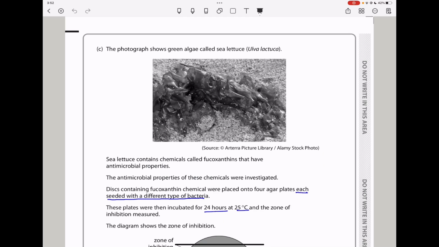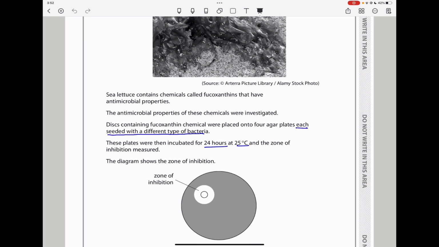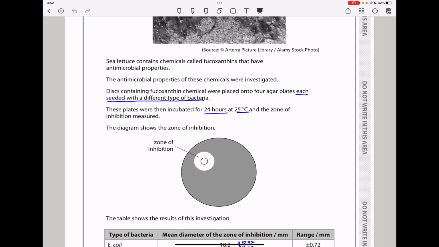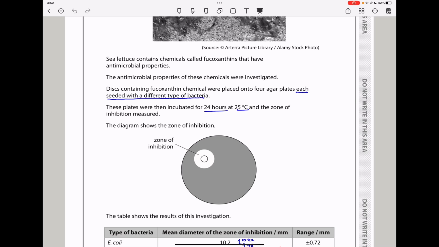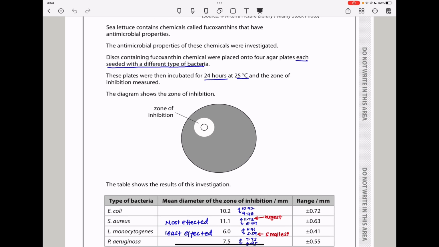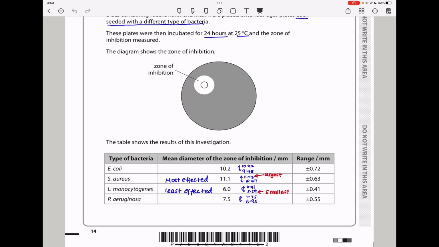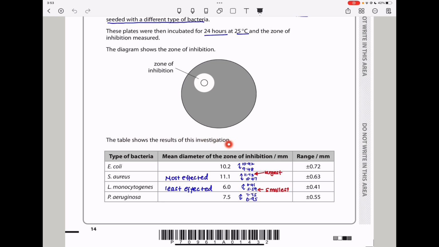Moving on. The photograph shows green algae called sea lettuce. This is the sea lettuce. Sea lettuce contains chemicals called phacoxanthins that have antimicrobial properties. The antimicrobial properties of these chemicals were investigated. Discs containing phacoxanthin chemical were placed on agar plates, each seeded with a different type of bacteria. These plates were then incubated for 24 hours at 25 degrees Celsius and the zone of inhibition measured. The diagram shows the zone of inhibition, which is this, around the material containing the antimicrobial substance. They say the table shows the results of this investigation.